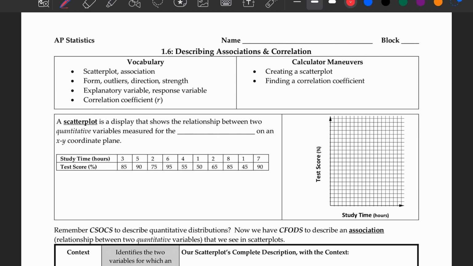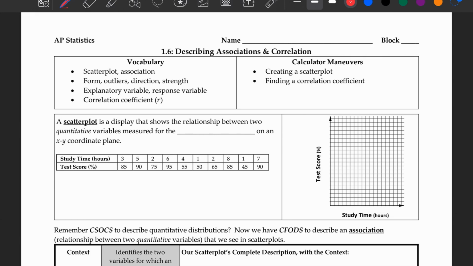So the new vocab coming around: scatterplot and association. We got form, outliers, direction, and strength. We've got different variables: explanatory and response variables, and then of course correlation coefficient, R value. And we are going to, in this video, learn about how to make a scatter plot on your calculator and how you can find the R value, the correlation coefficient, on your calculator.